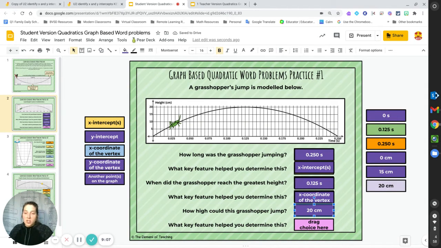And then what key feature helped determine this? This is the y-coordinate of the vertex. So let's look for this right here. It says the y-coordinate of the vertex. Find my little cross and then drag that over. Hopefully it is a pinkish purple, and it is. So these are the answers to these questions, these key points, and you're going to do this for the next 3 examples.